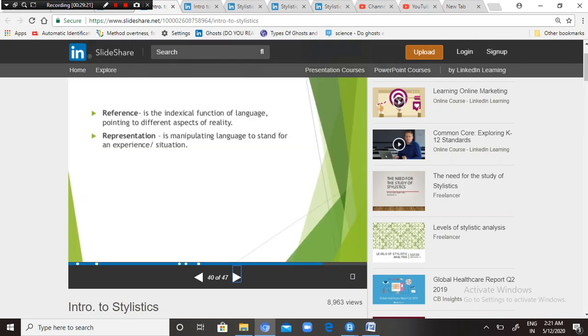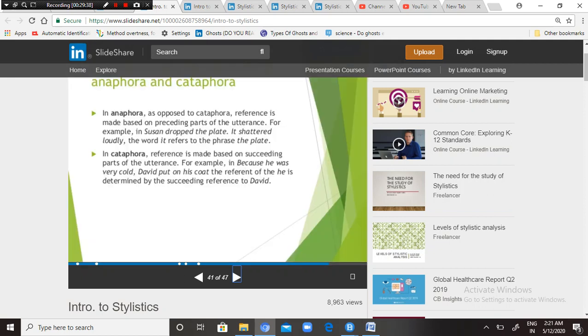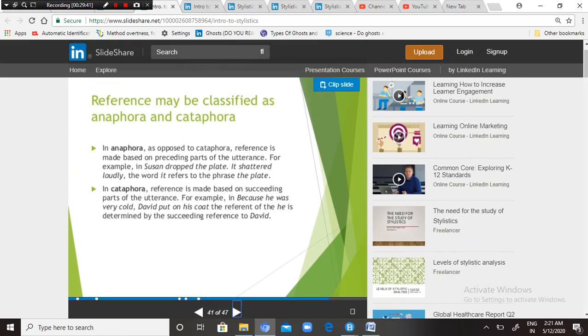References. It is the indexical function of language, pointing to different aspects of reality. Representation is manipulating language to stand for an experience or situation. The references may be classified as anaphor and cataphor. So here we discuss what is anaphor and what is cataphor. As opposed to cataphor, anaphoric reference is made based on the preceding part of the utterance. For example, "Susan dropped a plate, it shattered loudly." The word "it" refers to the phrase "a plate." So plate is the antecedent of the anaphor.